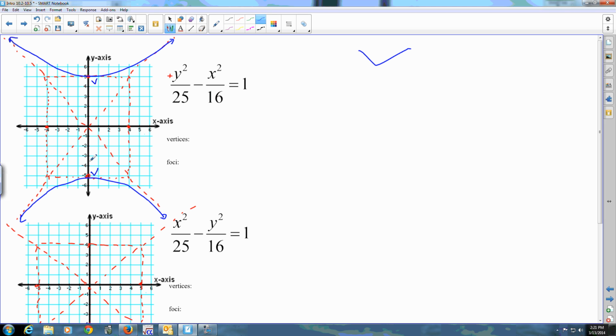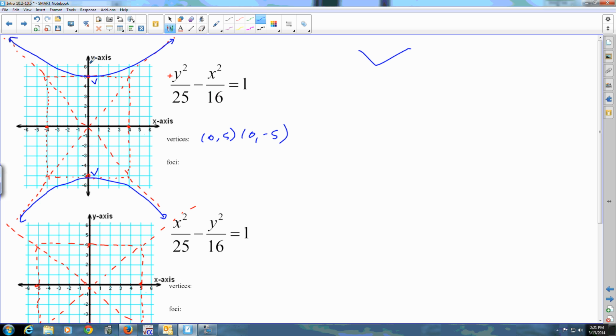Because it's opening up and down, your foci are going to be up here and down here. So when you calculate it, you know which direction the foci are going to be in. Okay? But notice, to get the box and to get the asymptotes, we didn't care which way it was going. We just went 5 units in the y, 4 units in the x, drew the box, drew the diagonals. Then I worried about that it's opening in the y direction. To get the vertices, it's this one and this one. So it would be 0, 5, and 0, -5.